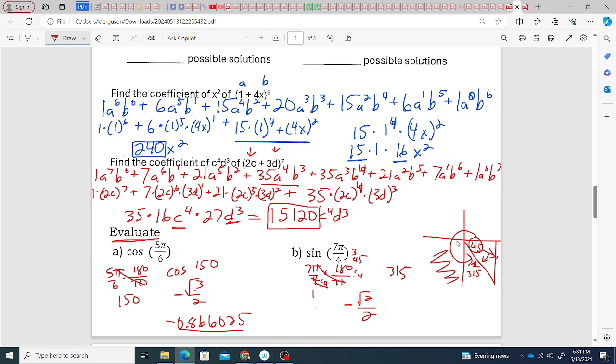The question is, is it going to be positive or negative? Well, it's in the fourth quadrant. Fourth quadrant, sine is negative, cosine is positive. So bada boom.